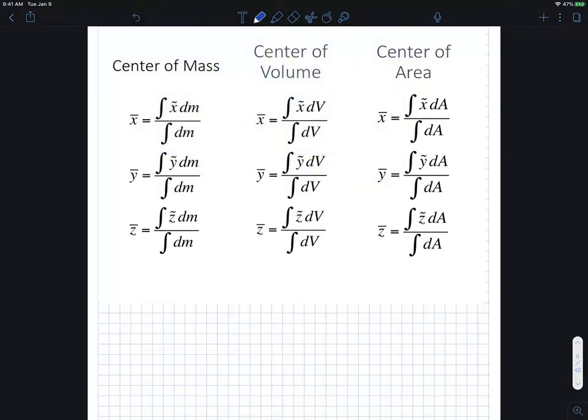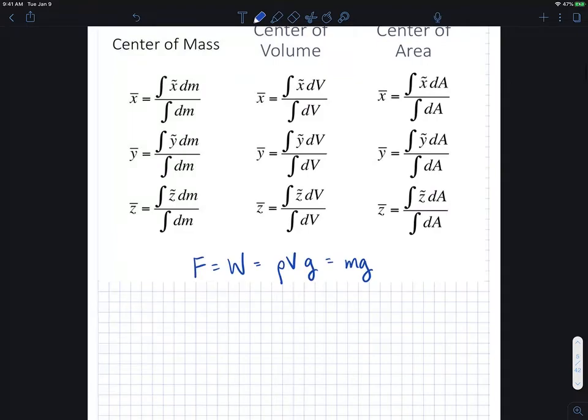So we know that force, right, for us, this is force due to the weight, right? And we know that weight is mass times gravity, right? And mass, just by our definition of density, is density times volume, and then now we multiply it by g. So this is equal to mg. And now if we take some of our definitions that we started to establish, we see that the centroid in the x direction, for example, or the center of mass, is going to be equal to the integral of x with respect to all the individual ones, df, over integral df.